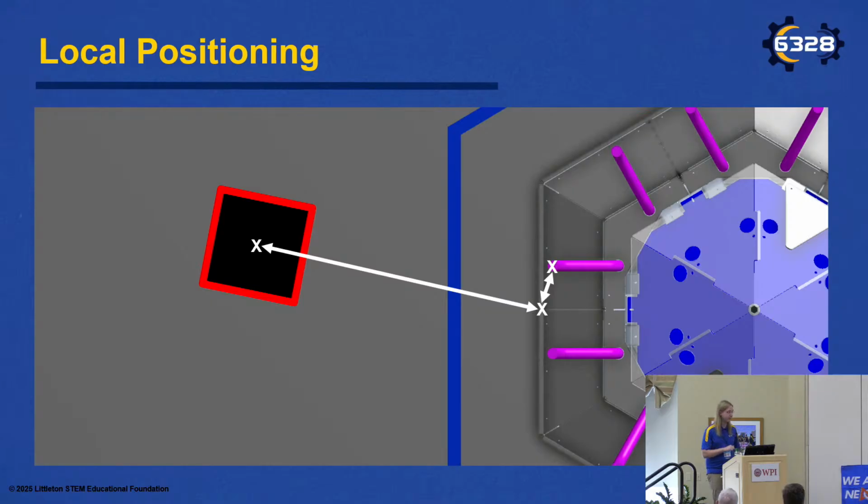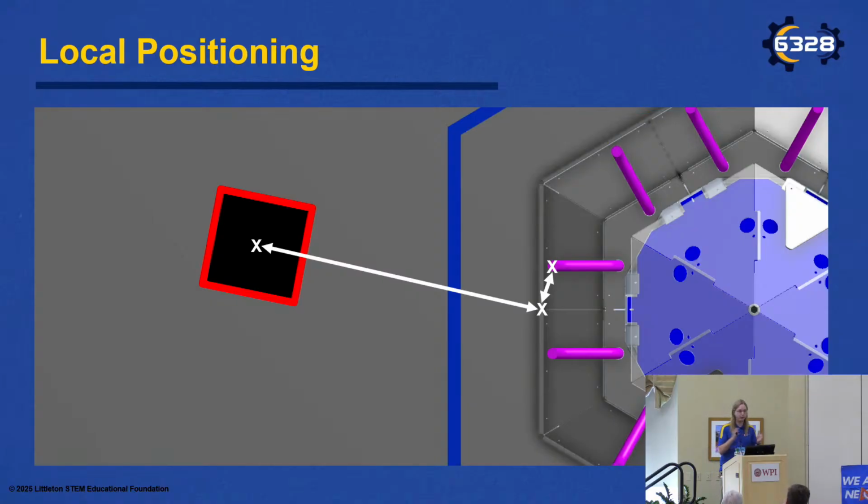Now for local positioning, where we're positioning ourselves relative to a field element, all we care about are 2 transforms, which you can see there. The transform between the robot and the vision target, and between the vision target and our scoring location. Both of these are fairly well defined.